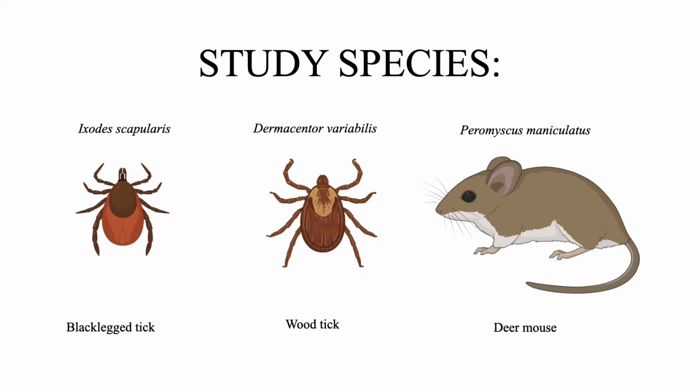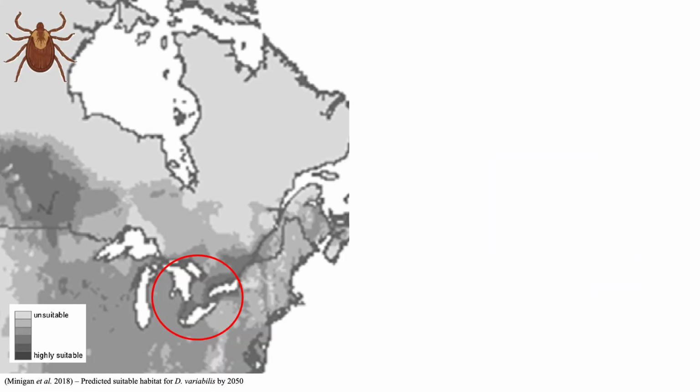For my study, I focused on the relationship between deer mice hosts and 2 tick species that parasitize them, blacklegged ticks and wood ticks. Wood ticks and blacklegged ticks are both found in southern Ontario and can be found in similar habitats. Wood ticks have been established in Ontario longer than blacklegged ticks and have expanded their current geographic range further. However, as the global climate warms and more habitat becomes suitable for both species, both of their ranges are projected to expand further north.